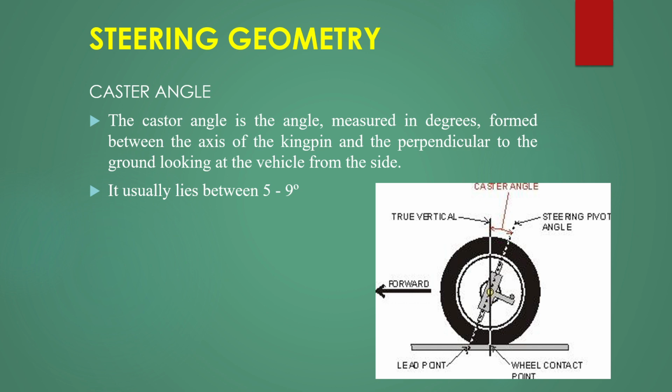Caster angle is the angle of the king pin. We mentioned that there is a pin called the king pin. The king pin is inclined with the vertical, and that is called the caster angle. This is the true vertical, but actually the king pin is mounted in a somewhat inclined position to the vertical, and this is the caster angle.